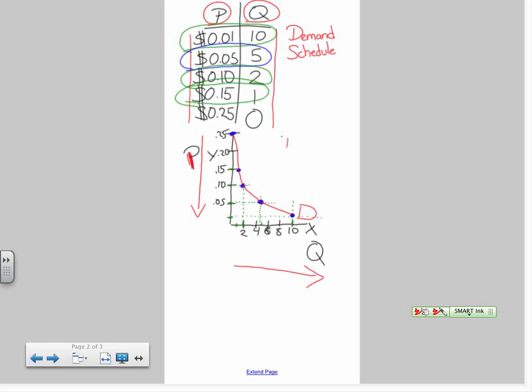This is your demand schedule. Oh, whoops, my bad. This is not a demand schedule. This is a demand curve. Some people call it a demand graph. Economists like to use the term curve, so that's the term that we will use, a demand curve.